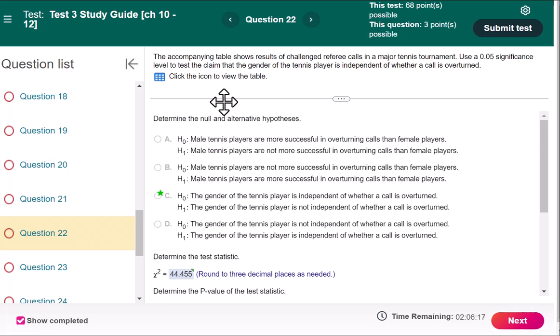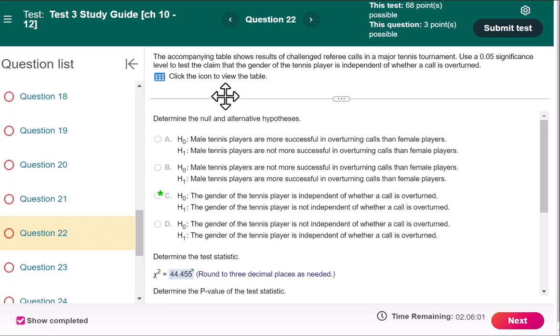So let's see which one was selected here. You see here, gender of the tennis player is independent of whether a call is overturned, and you're going to notice that H1 means dependent, or is not independent of whether a call is overturned.